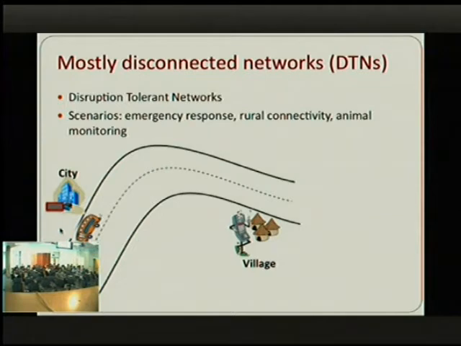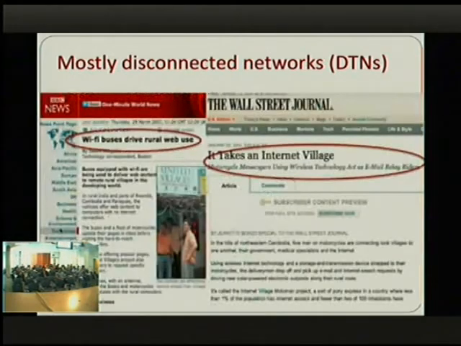Now, this may seem a bit far-fetched to some of you, but there's actually been a lot of work using this technology to improve connectivity in rural areas. What I'm showing you are two examples, projects that appeared in the news. On the left is this project, Wi-Fi buses driving rural web use, where buses equipped with Wi-Fi are used to deliver web content in India. And on the right is this article about motorcycle messengers acting as email relay riders in Cambodia.